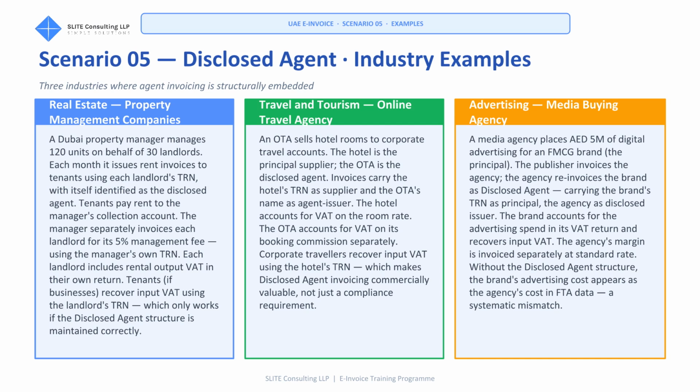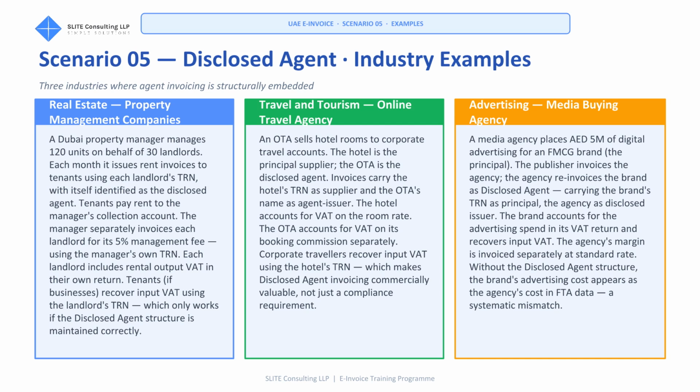Second, travel. An OTA sells hotel rooms to a corporate travel account. The hotel is the principal. The OTA is the disclosed agent. The hotel accounts for VAT on the room rate. The OTA accounts for VAT on its booking commission separately. Corporate travelers recover input VAT using the hotel's TRN, making disclosed agent invoicing commercially valuable, not just a compliance requirement.